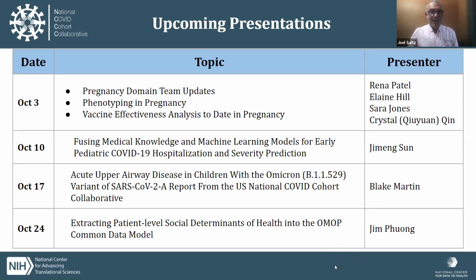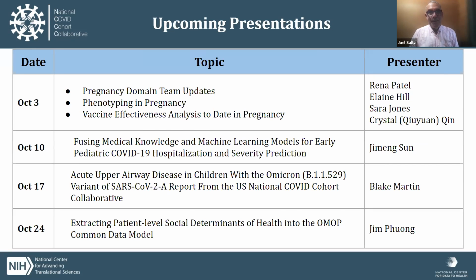The upcoming sessions: October 3rd, we're going to be getting pregnancy domain team updates, phenotyping and pregnancy, and vaccine effectiveness analysis to date in pregnancy. October 10th, using medical knowledge and machine learning for pediatric hospitalization and severity by Jinming Sung. 17th of October, upper airway disease in children with the Omicron B.1.1.529 variant. And October 24th, social determinants of health, extracting that into the OMOP common data model, which is a real challenge. Perhaps extracting can be a challenge, but the accuracy of social determinants of health in electronic medical records is always a challenge, and it'd be interesting to see how this is going.